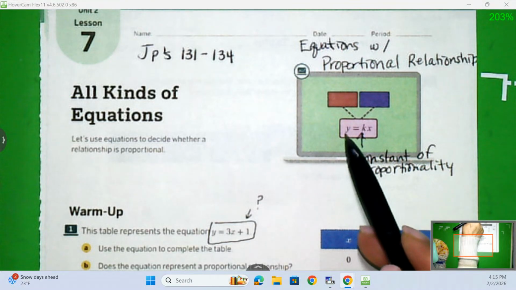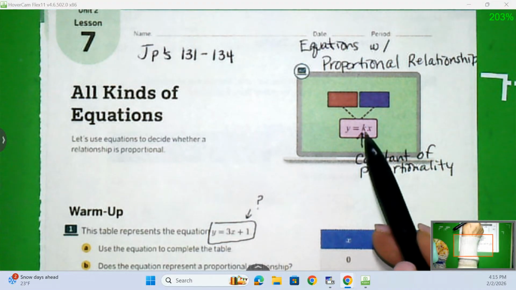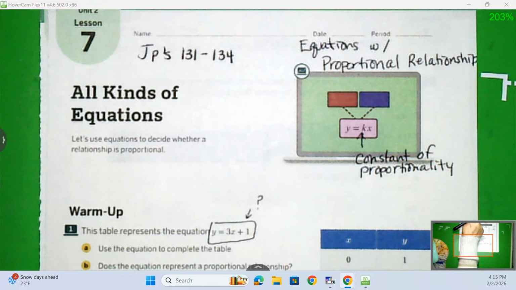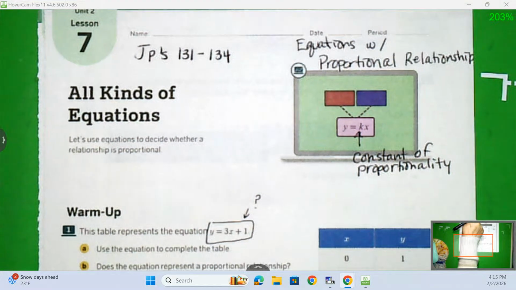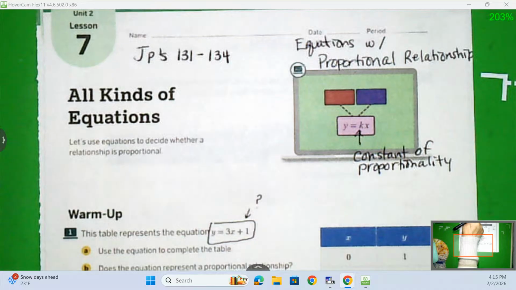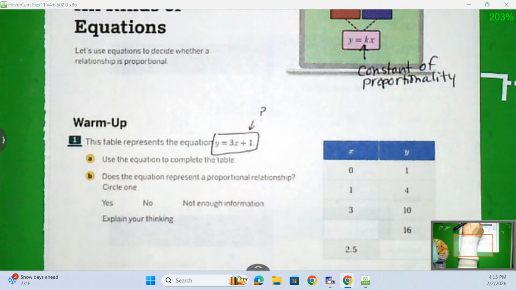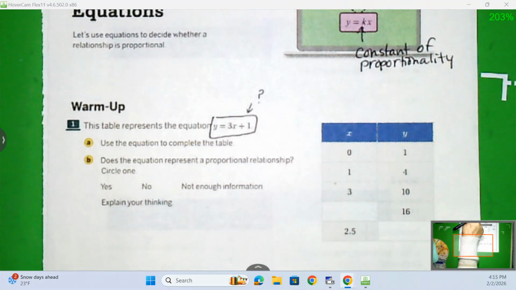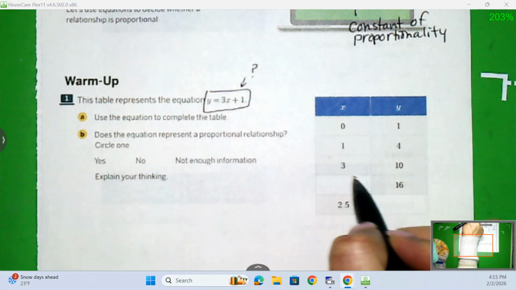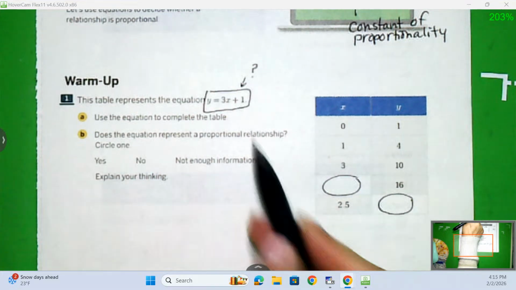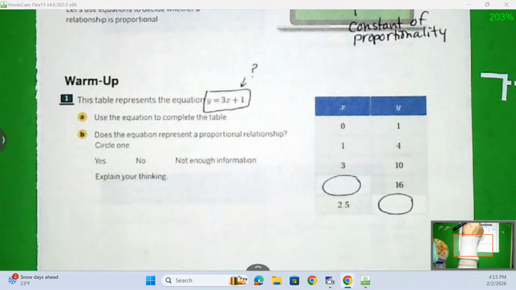That means in order to get your y value, you are multiplying x by a certain amount. We have a warm-up question here. It says this table represents the equation y equals 3x plus 1. Use this equation to complete the table. And then B, does the equation represent a proportional relationship? Take a moment, pause this video, see what you come up with, and then turn it back on so that we can work out these problems together.